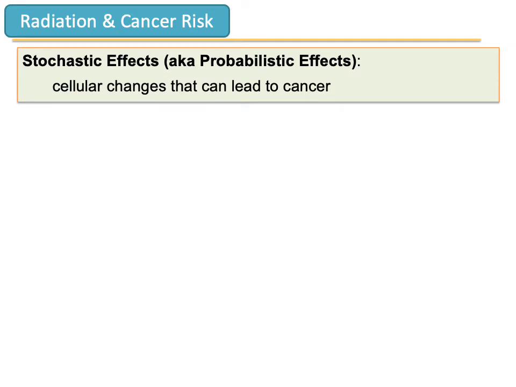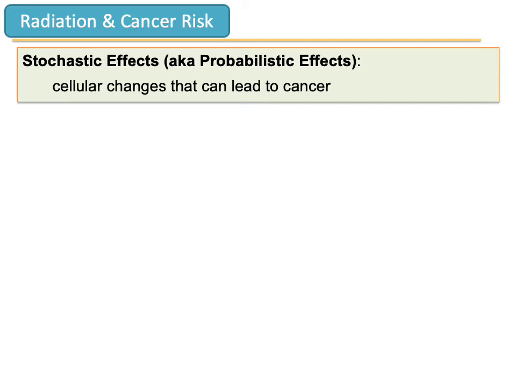In the last presentation, I talked about deterministic risks or tissue effects. Here, I'm focusing on stochastic effects, otherwise known as probabilistic effects. Specifically, we'll look at what the relationship is between radiation exposure and medical imaging and the risk that this exposure will cause a patient to develop cancer.